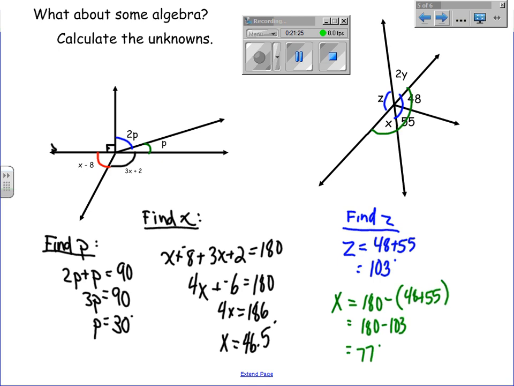Still need Y. Ellie? Well, is this y? Y is half of X because 2Y equals X. So 2Y equals 77, Y equals 38.5. All right, did you write down all the problems you have to do?